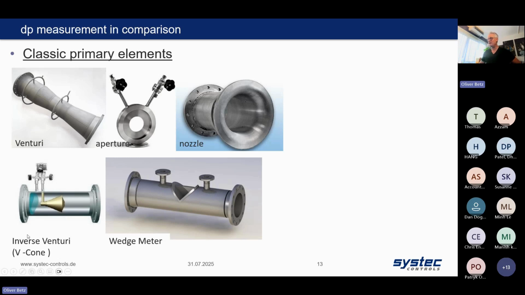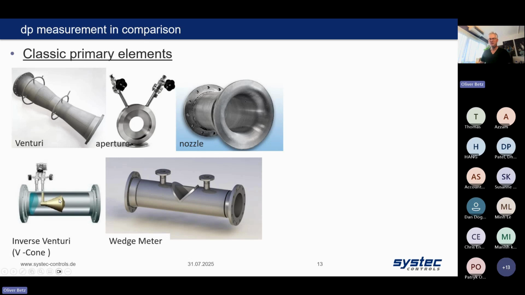A V-cone, or as I call it, an inverse venturi. From my point of view, it's very similar to a venturi. First off, through the shape, you have some effect of flow conditioning. The V-cones claim to have shorter inlets, which is true, so this is very good. And by this shape, which is better than an orifice, the pressure drops are not that high compared with orifices. So these are the two main claims of a V-cone.